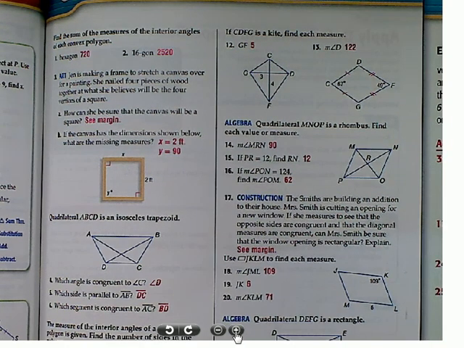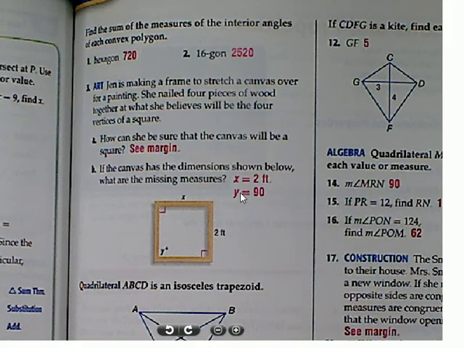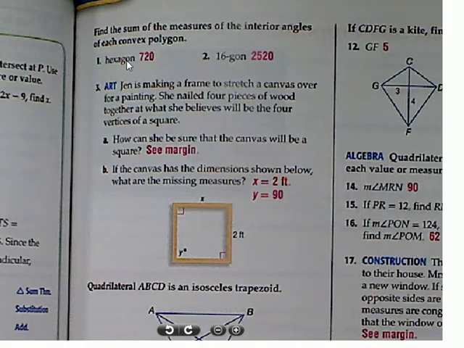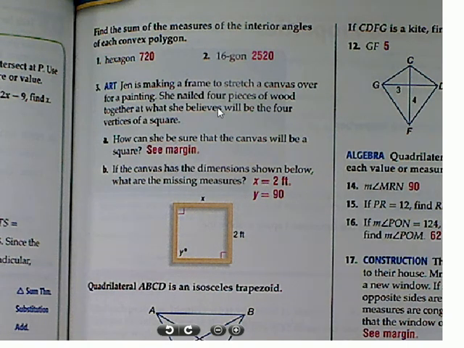Chapter 6 practice test. So write those down, please. Okay, is that better? All right, I'll read them off, okay? It goes a little quicker that way. 1 is 720, 2 is 2520. See the margin. You won't have a question like that on the test, so don't worry about that.